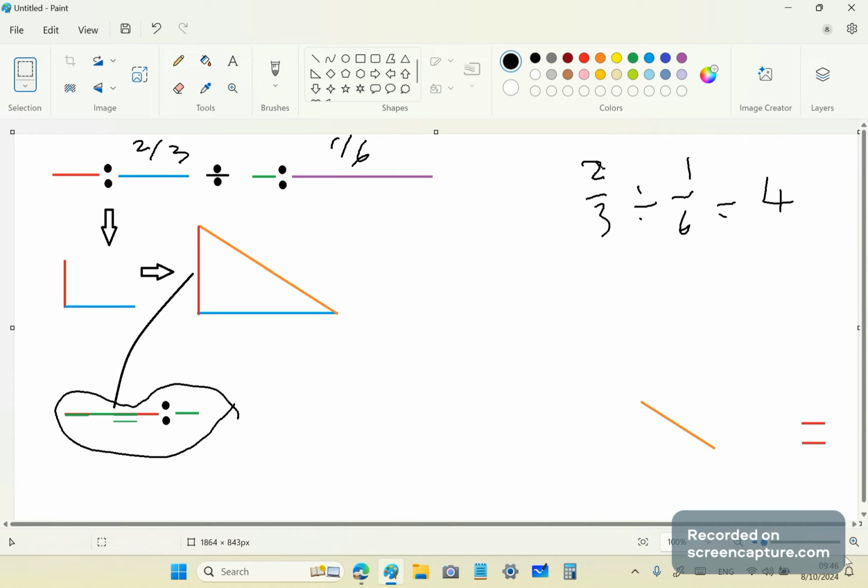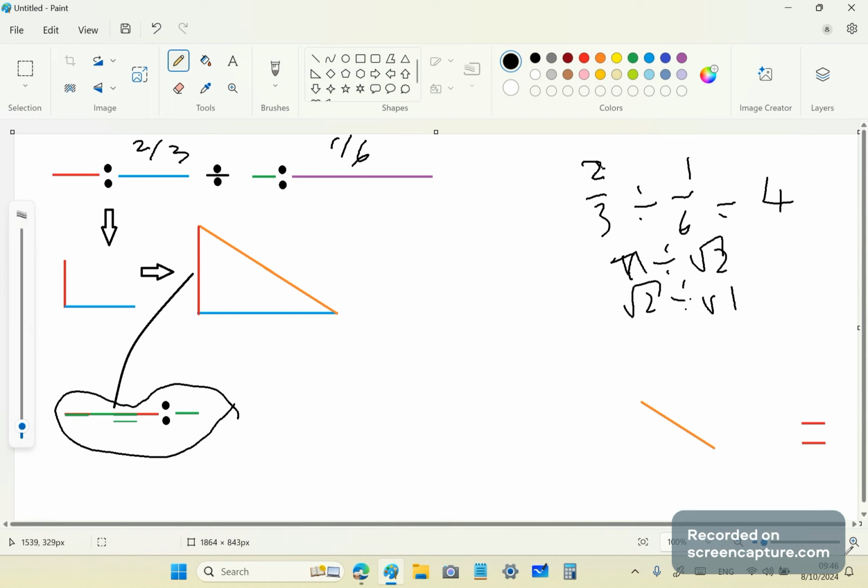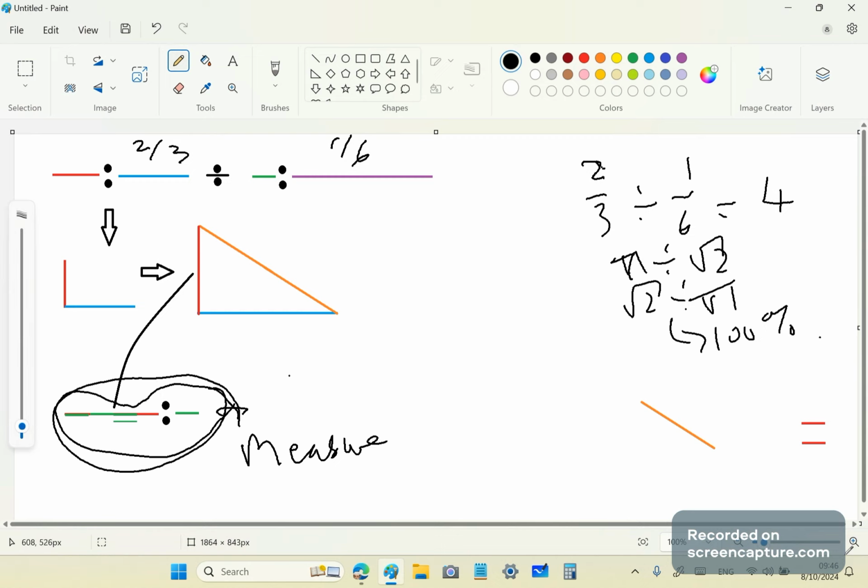This essentially means that you can do things like pi divided by √2 or √2 divided by pi or any other thing you want to 100% accuracy with ratios, because this is the resultant ratio and its measure, and the measure of this ratio is equal to 4. Why? Because by definition, by tradition, we measure the antecedent using the consequent. So it goes 1, 2, 3, 4.